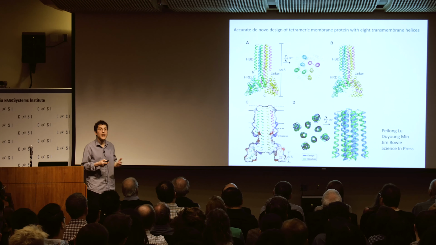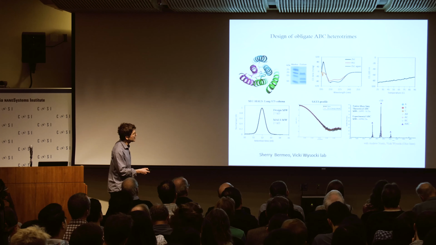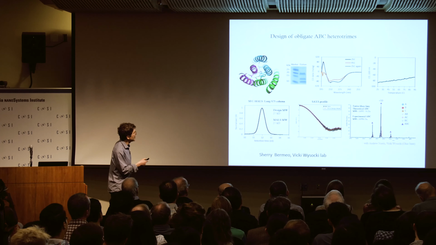Sherry Bermeo has done the same thing with heterotrimers. So now there's a more complex network involving three different chains. If she has a tag on one of them and purifies the trimer, she gets three bands. They all co-purify. And then, again, Vicky's lab has done native mass spectrometry. And of all the different things that you could find, the only thing that they observe is the three-chain structure.